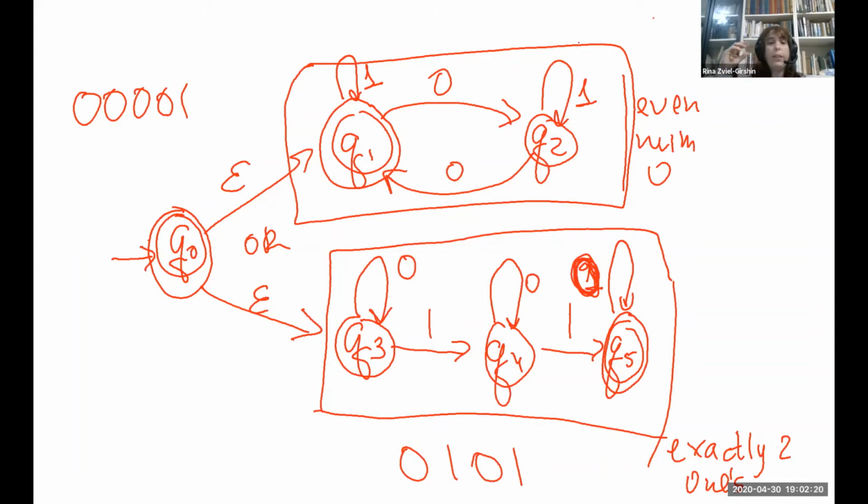So for example, if I have 3 ones, after 2 ones I'm at the Q5 state. Q5 and 1 is not defined. It's an empty set, a not defined transition. So the word will be rejected because I didn't finish reading the word and I had no transition, no place to go.